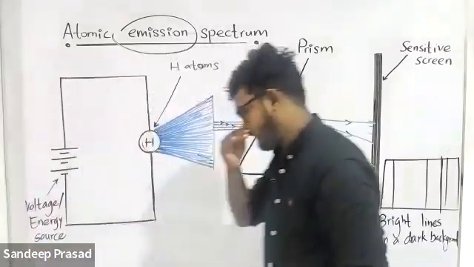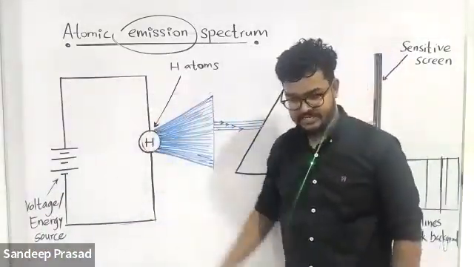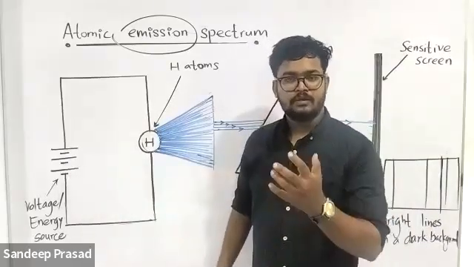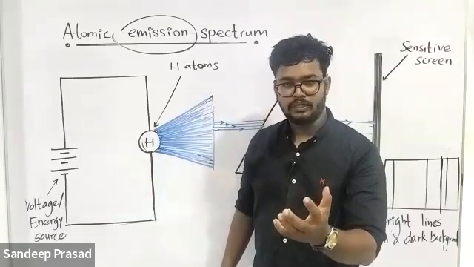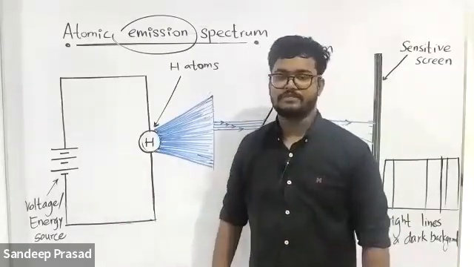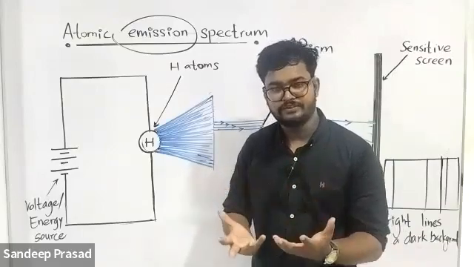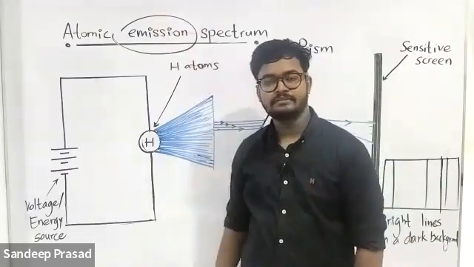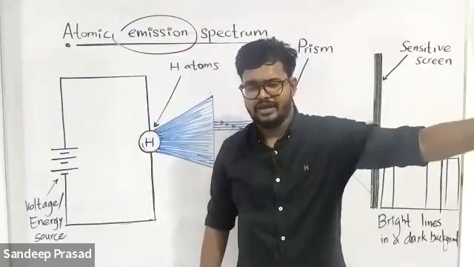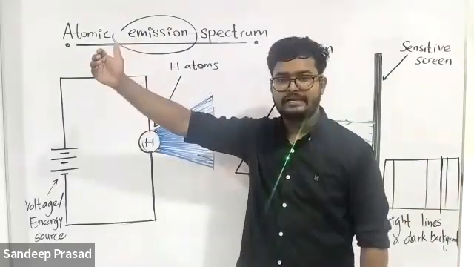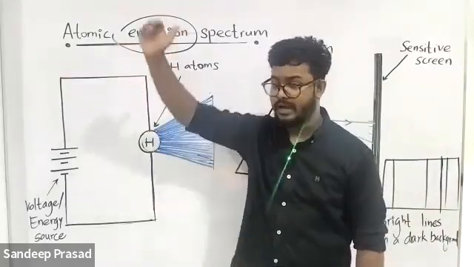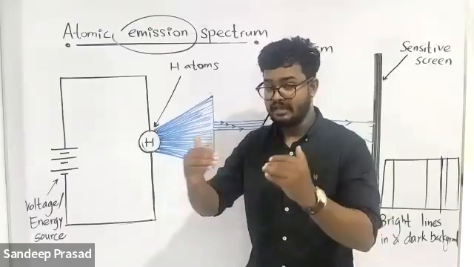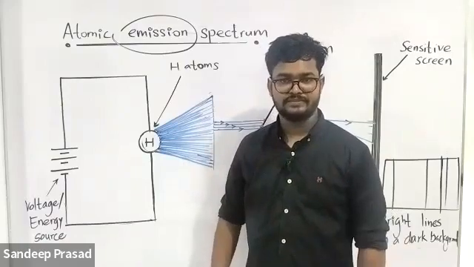Right. Remember, in the initial step, we used a high voltage source to give energy to the hydrogen atoms. When we give energy to the hydrogen atoms, what will happen? Hydrogen will absorb the energy and go to the high energy levels. According to the Niels Bohr diagram, I told you that when electrons move back from high energy levels to low energy levels, they release energy as electromagnetic radiations.